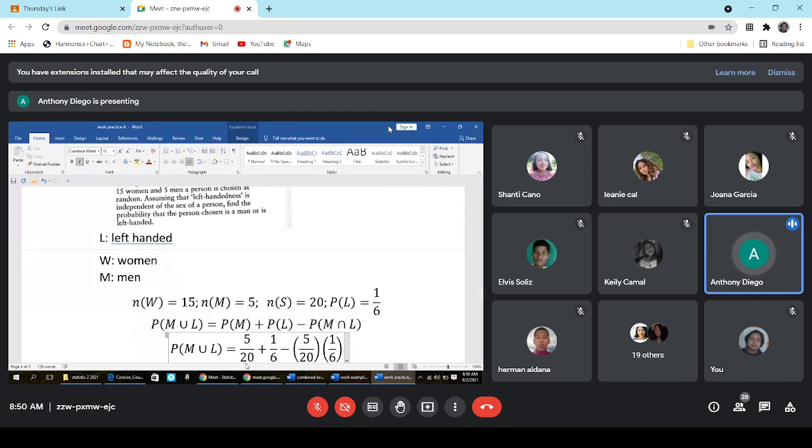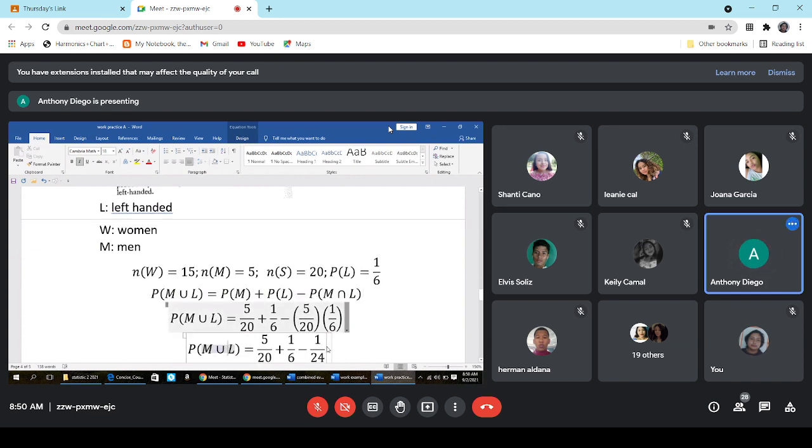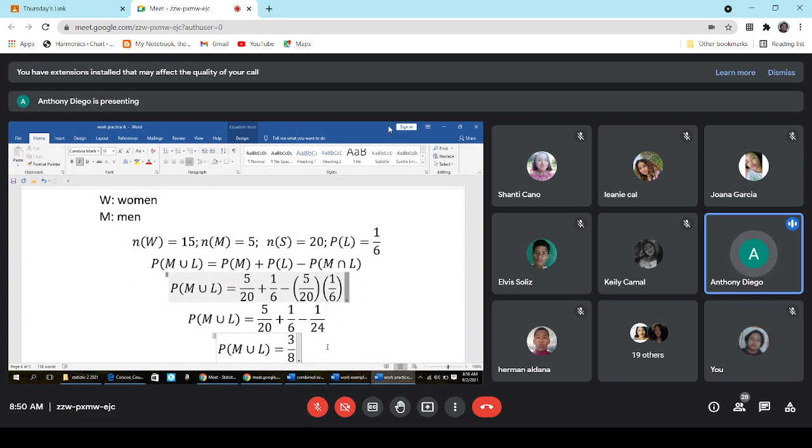So we have 5/20 plus 1/6, and then for male and left-handed, it's 5/20 times 1/6, because this is an independent event. So we get 5/20 plus 1/6 minus 1/24. So the probability that it's a man or left-handed is equal to 3/8.